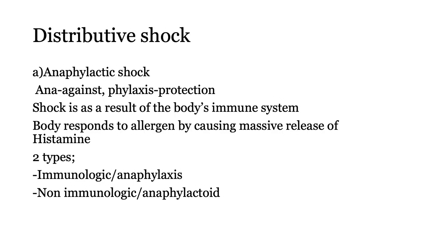So during anaphylactic shock, ana means against, and phylaxis means protection. So this shock is as a result of the body's own immune system. So the body responds to an allergen, so you need to have an allergen. So when the body is exposed to the allergen, the body responds to the allergen by causing a massive release of histamine. So there are two types of anaphylactic shock. There is the immunologic shock or anaphylaxis, or the non-immunologic shock, also called the anaphylactoid reaction.